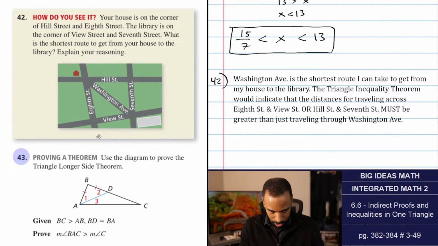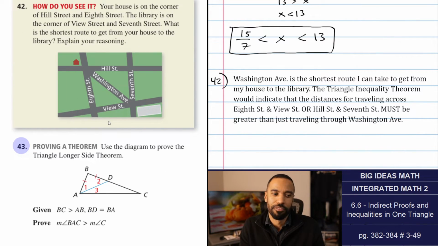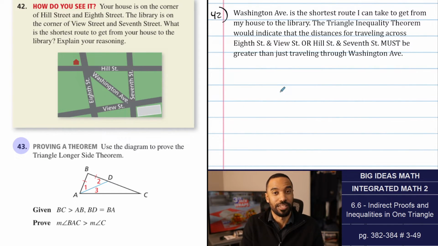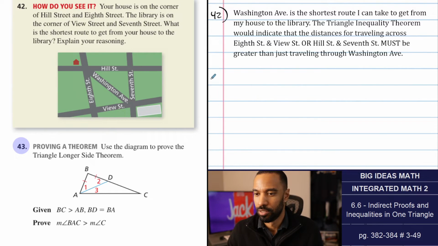Not, it's a straight shot. But there's traffic on Washington Avenue. Yeah, I know. But this is shortest route, not shortest time. And time is not measured here.